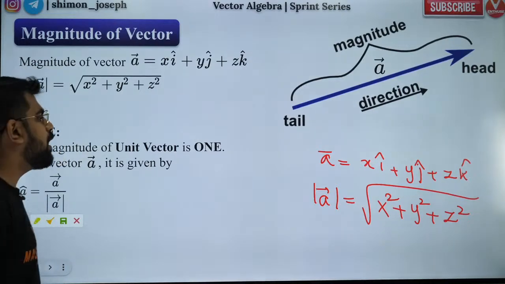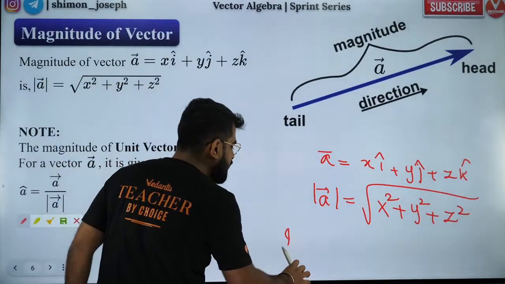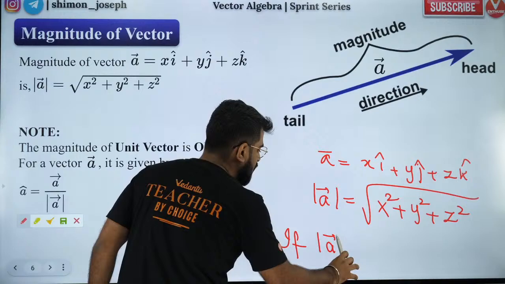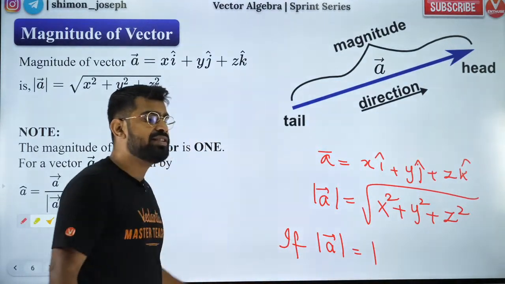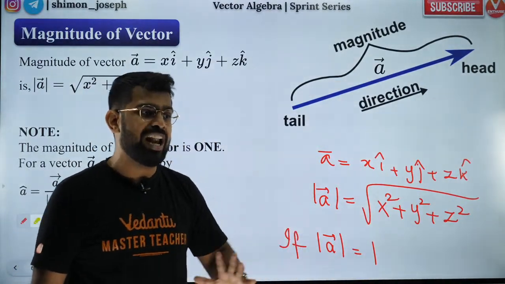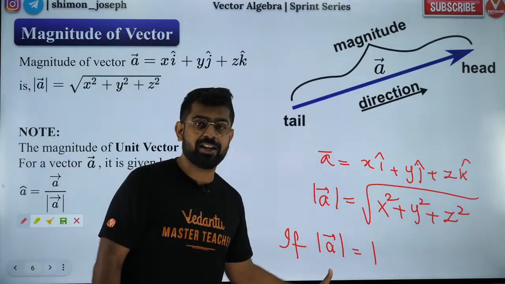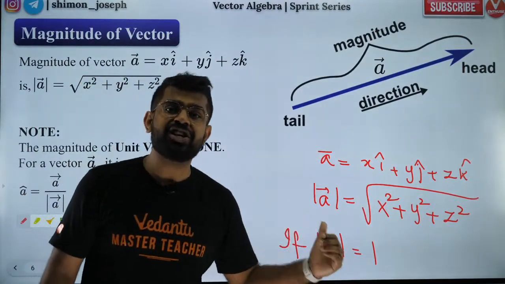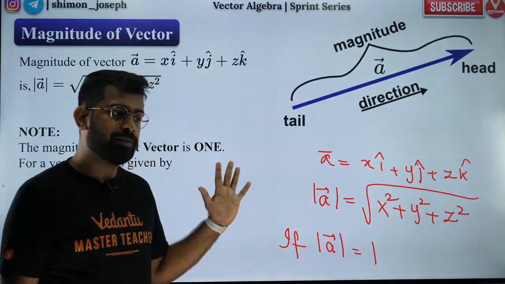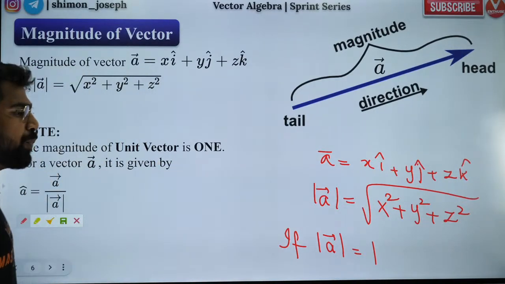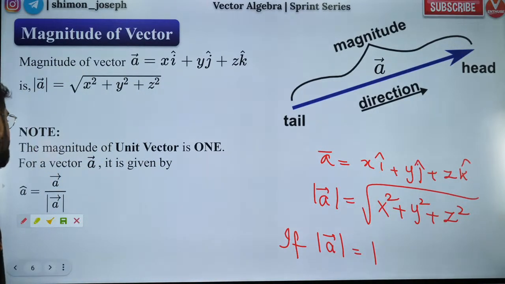So people, whenever the magnitude is 1, if the magnitude of the A vector is given to be 1, then it is called a unit vector. Are you all happy with that? Whenever the magnitude of a vector is given to be 1, it is said to be a unit vector. Clear? Fantastic.